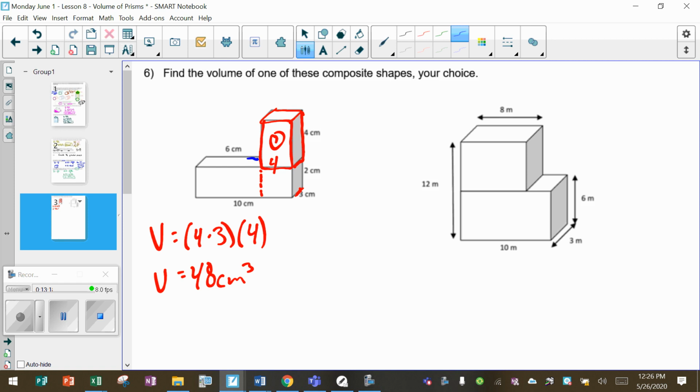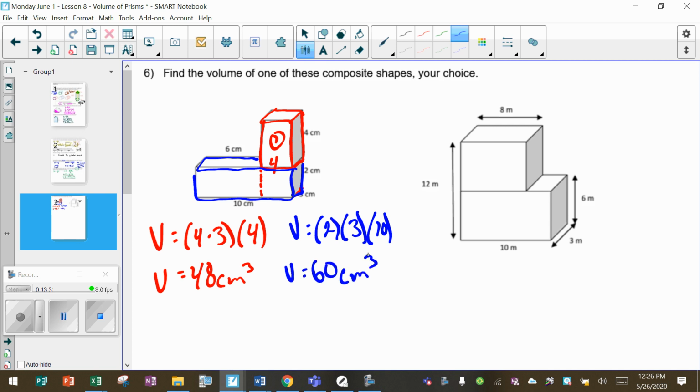The bottom portion is a length of 10, height of 2, width of 3. So it'll be 2 times 3 times 10, which is 60 cubic centimeters. So my overall composite volume for the whole shape, add those together, 108 cubic centimeters.